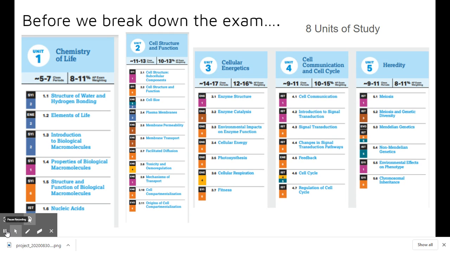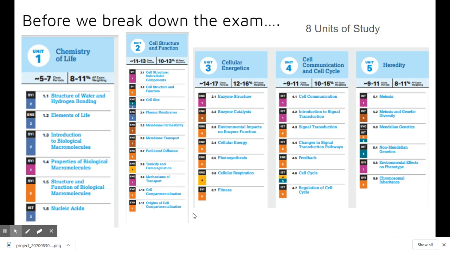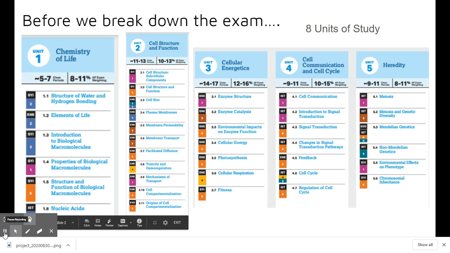In unit 4, we are still building on our understandings from units 2 and 3. We're continuing to learn the role of cells, but focusing more on how cells use energy, the information that they transmit to each other and within themselves, and how they communicate and replicate. This is a really, really critical unit, 10 to 15% of the exam.